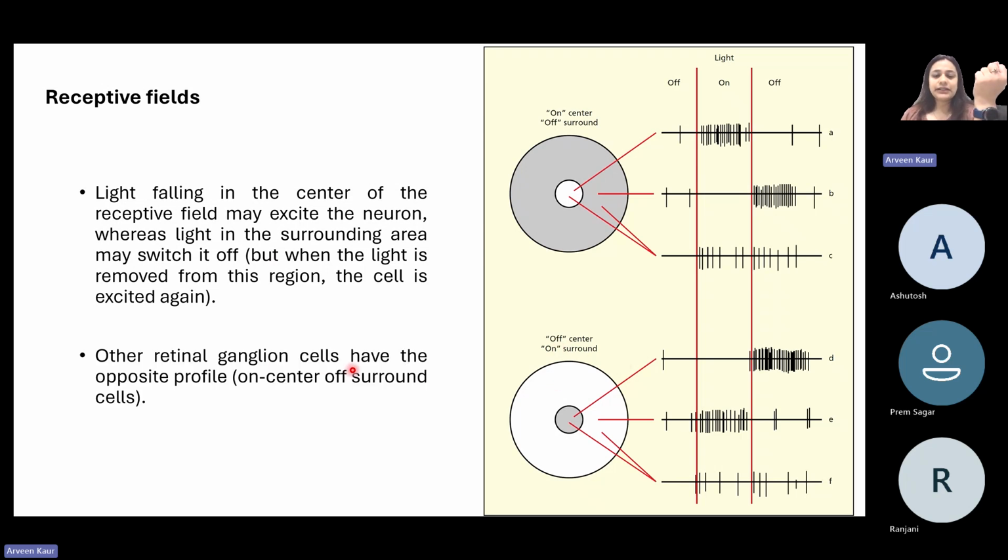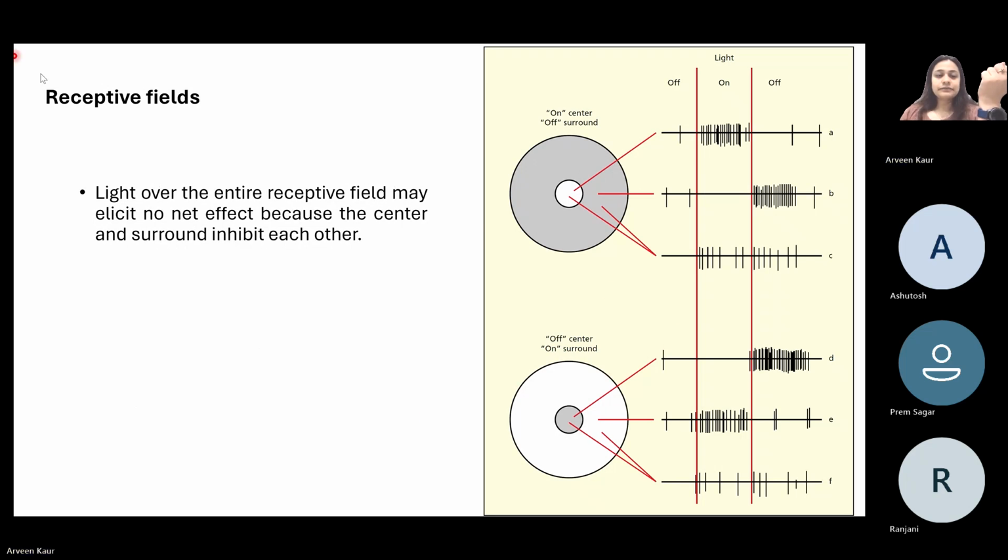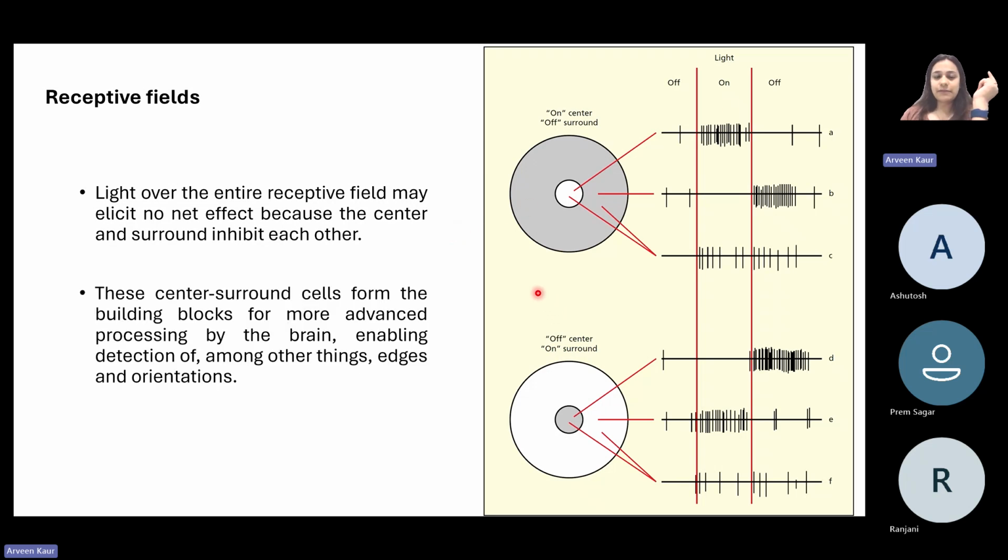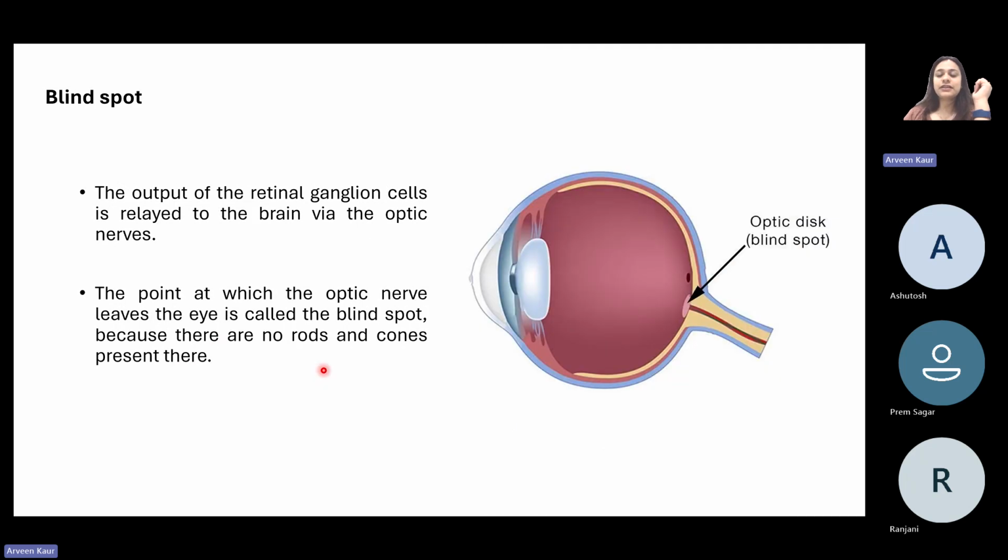The reversal of this is the off center on surround, right? Other retinal ganglion cells have the opposite profile than what we studied, the on center off surround cells. Light over the entire receptive field may elicit no net effect because the center and surround inhibit each other, right? So that should also not happen. So these center surround cells form the building blocks for more advanced processing by the brain, enabling detection of, among other things, edges and orientation. So that is a feature of these only, right?